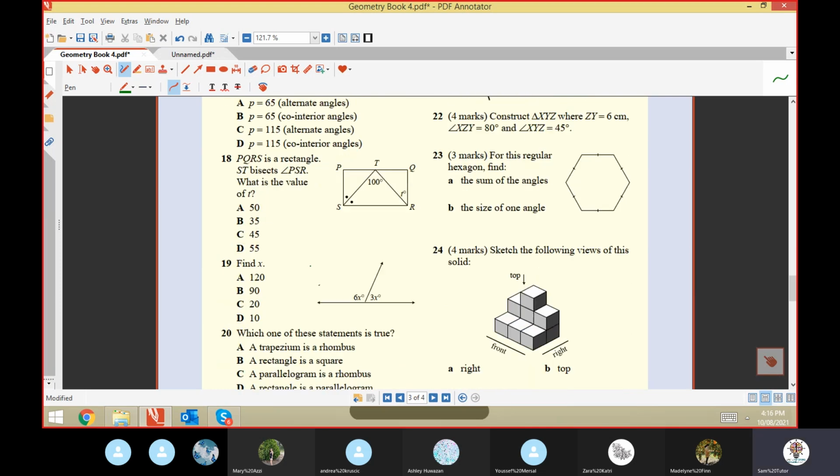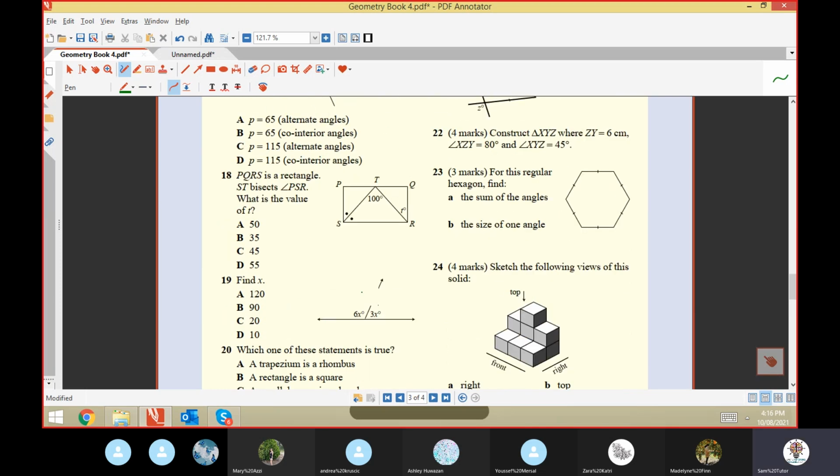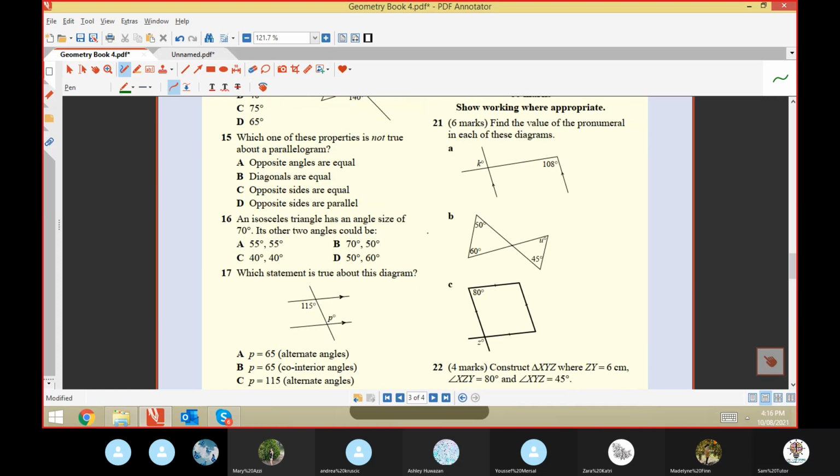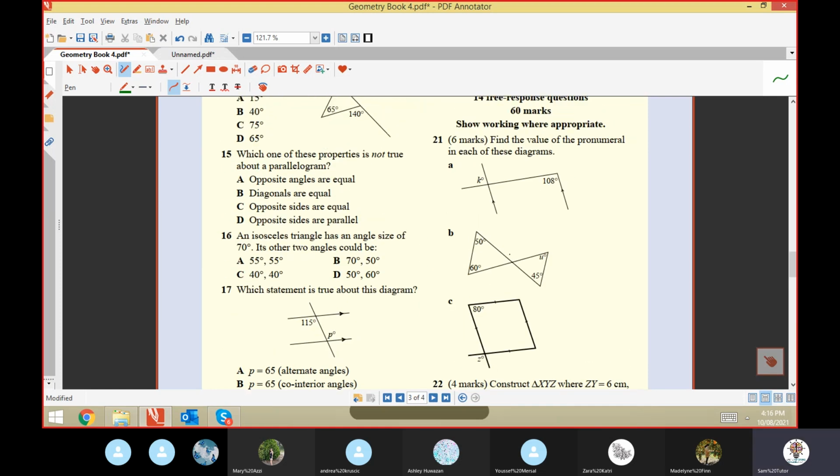These were all well done. These were quite well done. 21A was well done. 21B, actually. Some of you wrote U equals 60 degrees. Can you tell me why someone would have written U equals 60 degrees? What did they assume?